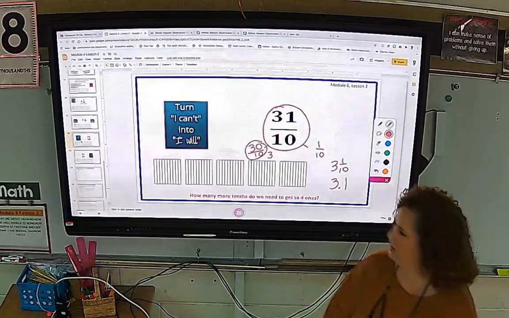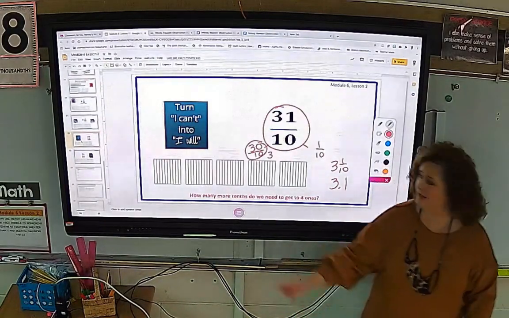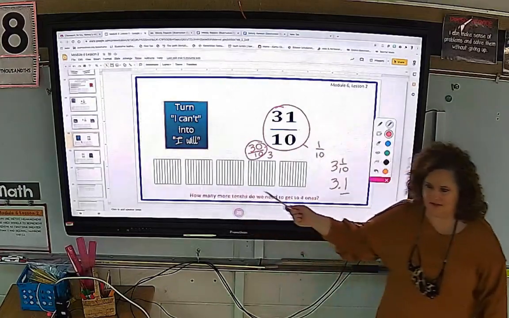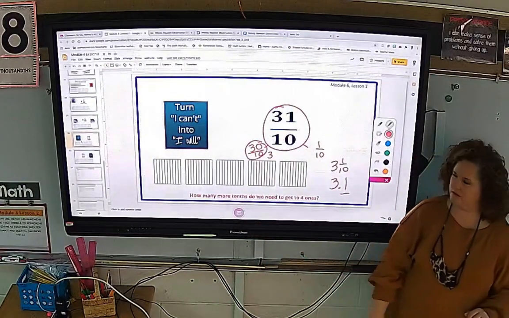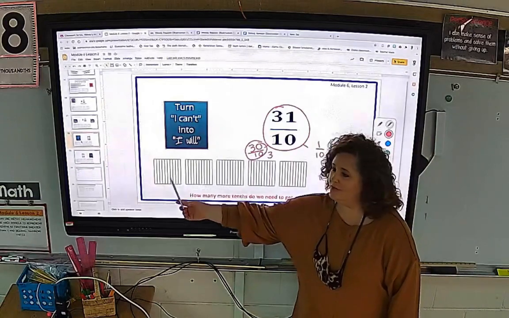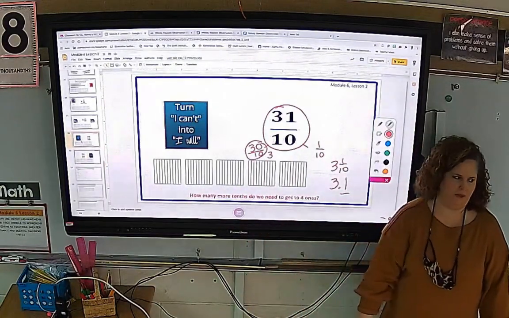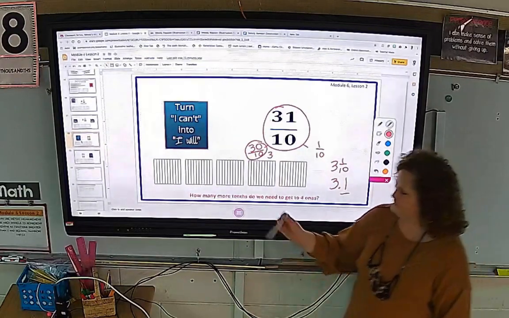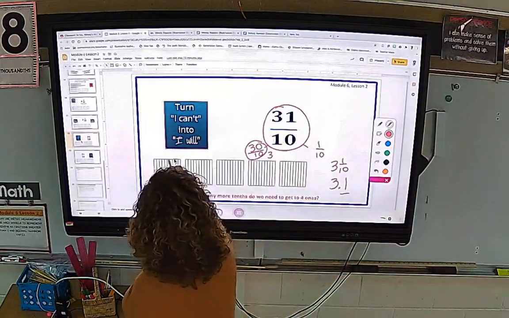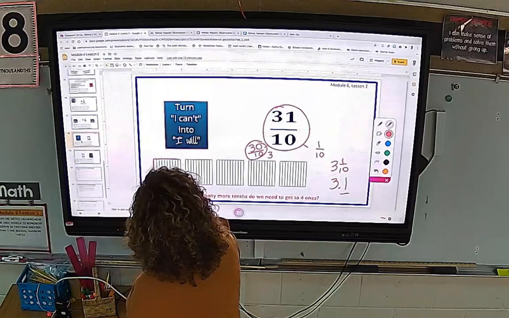You could have sat there and counted 31 of these. It would have taken a little while, but if you know these are 10s, 10, 20, 30, and then 1 more. So the more we work with the number 10, the easier these things are going to be.